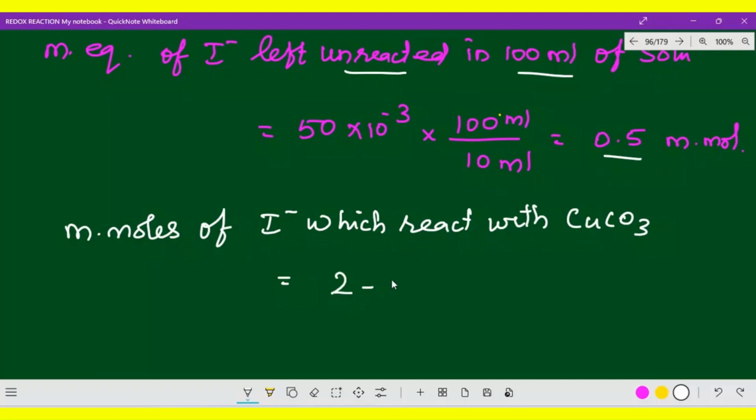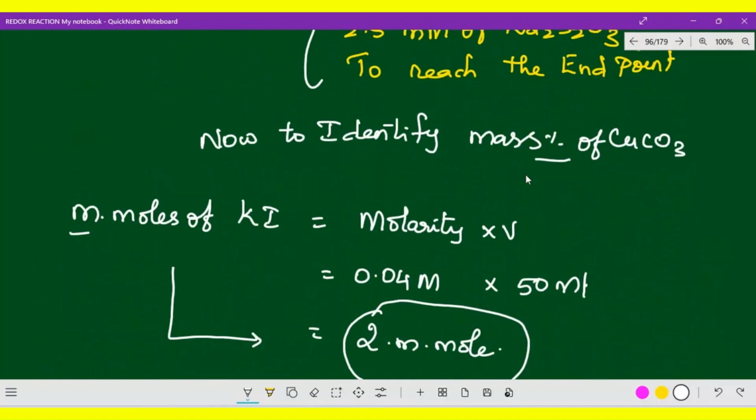So that means 2 minus 0.5. So that is millimole only, right? So you will get 1.5 millimole. Right, okay, now one more equation I have already added in that picture.